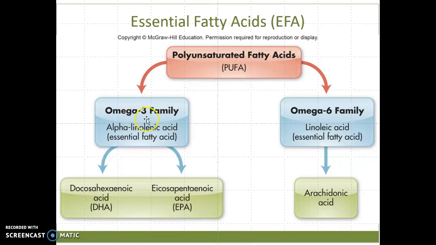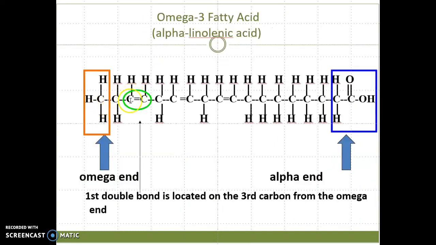So the two that we hear about are omega-3 and omega-6. And that just means the location of where the double bond is. That's why they're called omega. So from the omega end of the fatty acid, the first double bond is the third carbon from the omega end. So that's why it's called omega-3. Another name is alpha-linolenic acid. So that's one of the essential fatty acids.